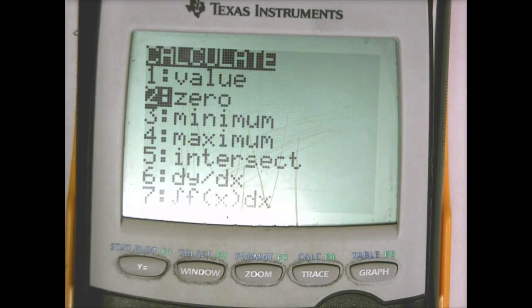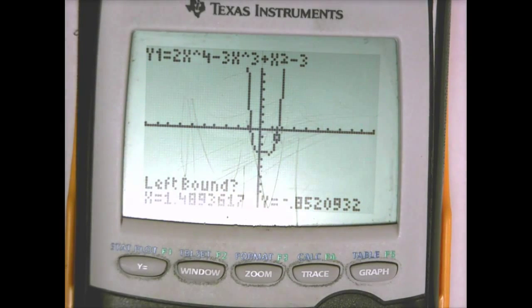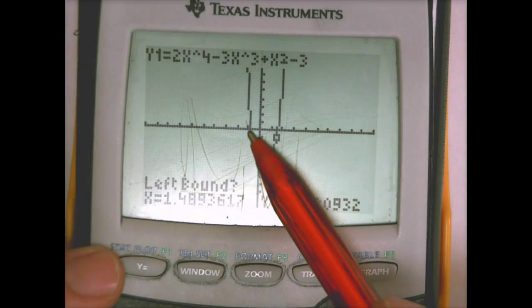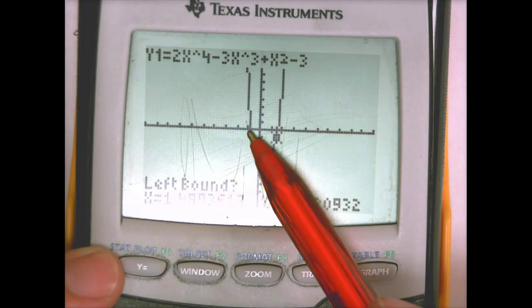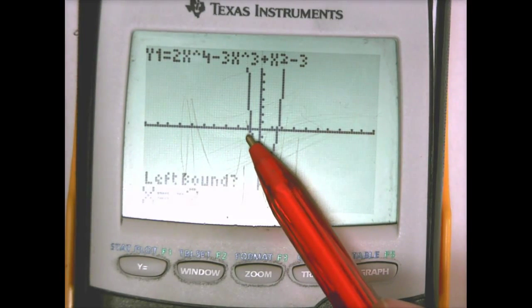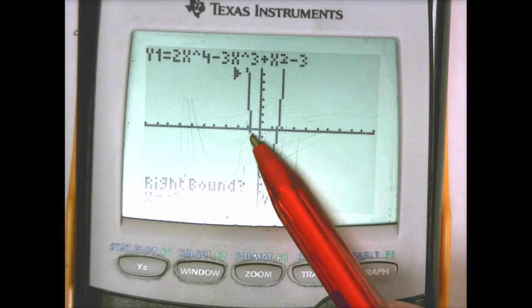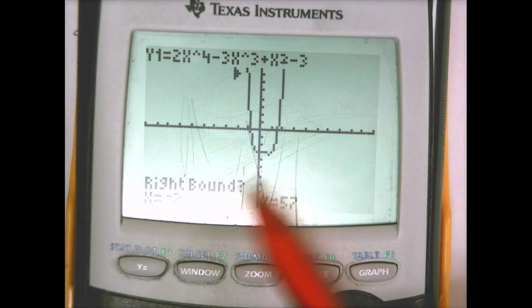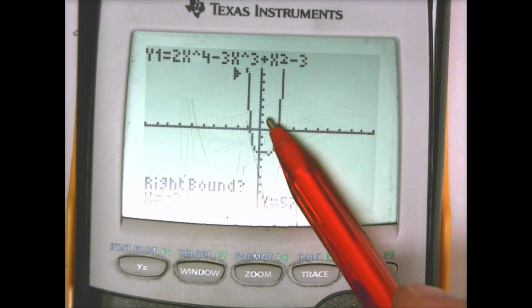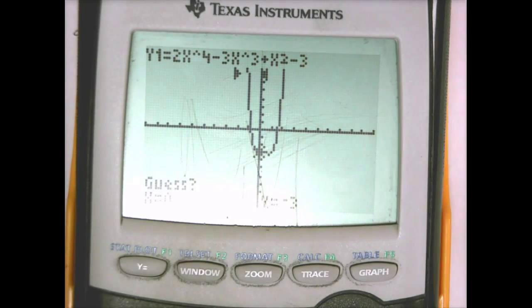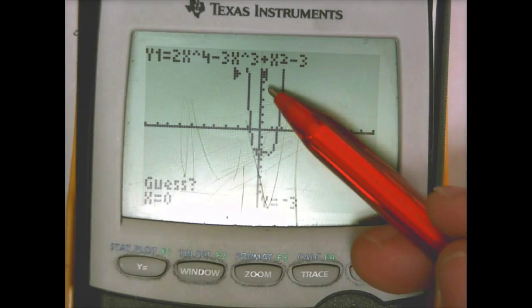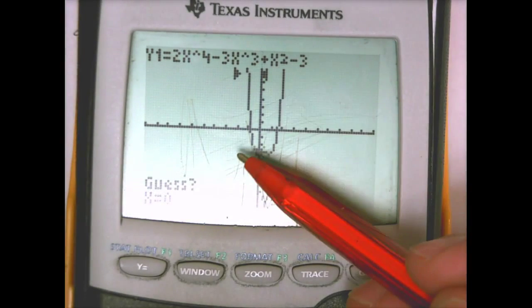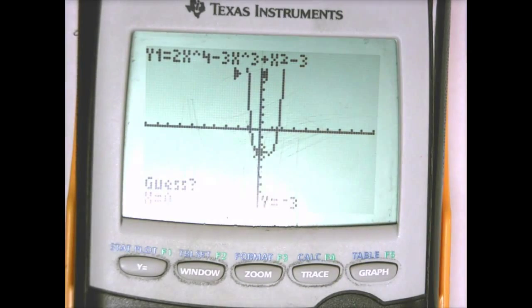So I'm going to go down, choose zero, I hit enter, and it says left bound. Well, I see that one of my zeros right here is about -1. So I'm going to say to the left of that would be -2, and hit enter. Notice that little arrow pops up right there. And then it changes and it says right bound. Well, just to the right of that would be 0. And again, another little arrow pops up right there. It says guess, but I don't care because I know that it's somewhere.